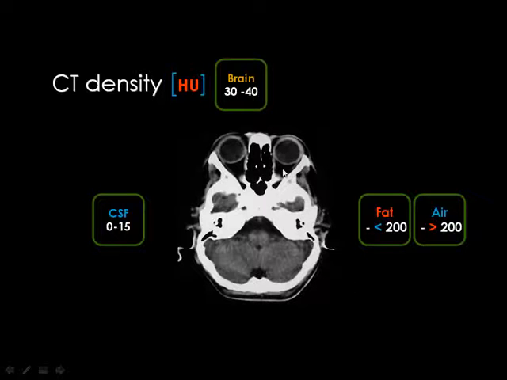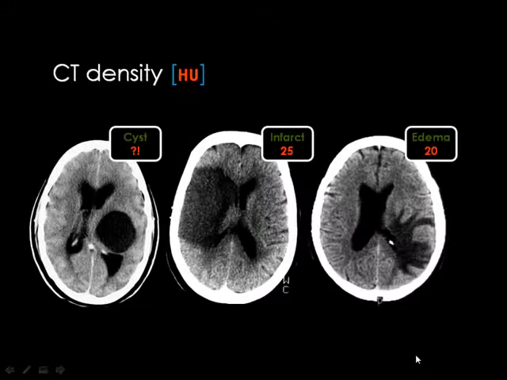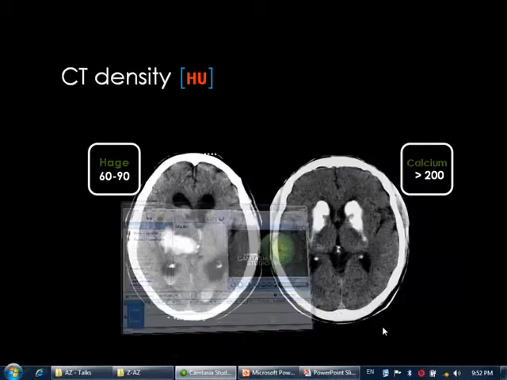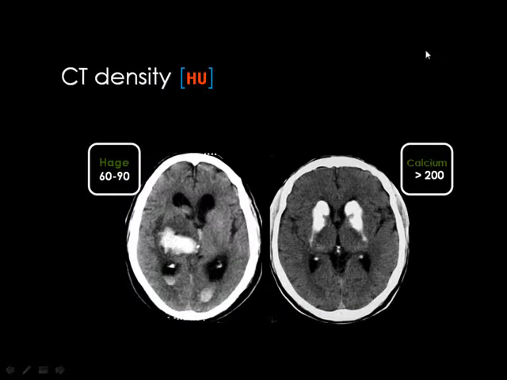And also the fat in the orbit will appear black, and the air in the paranasal sinuses will appear black. Also the cysts in the brain, because of their water content, will appear black. Infarctions will appear black, and the brain edema will also appear black. Then we have only two things which appear bright in the scan, and these are the hemorrhage and calcium. Intracranial hemorrhage will appear brighter than the brain parenchyma, and the calcification will also appear bright.